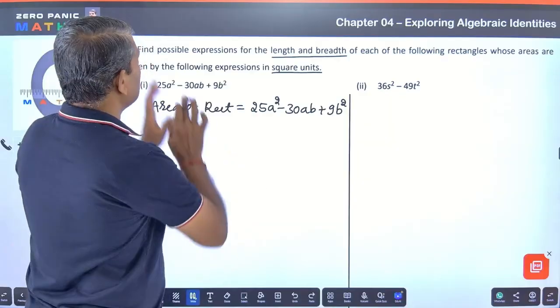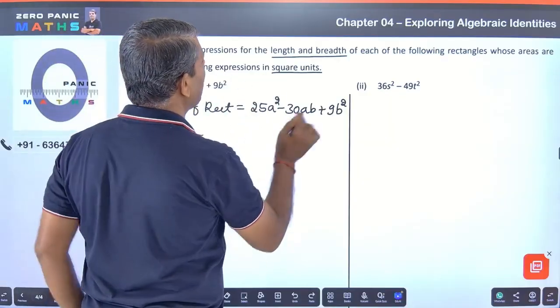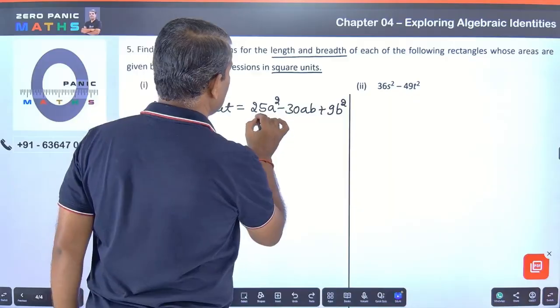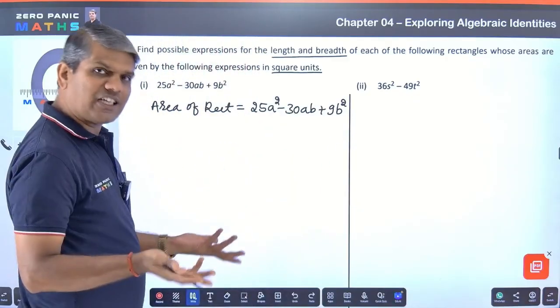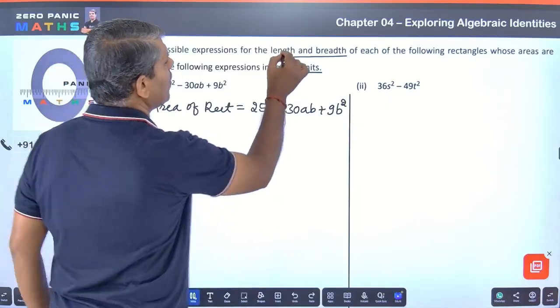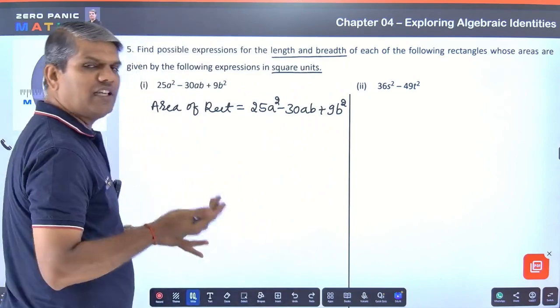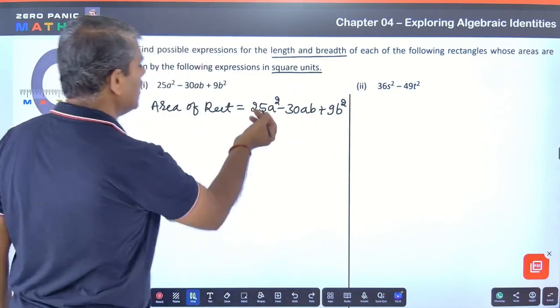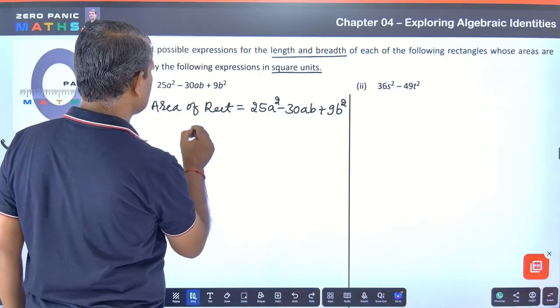Here they are not giving anything new, but what they are asking us is to find the factors of this algebraic expression, and the factors themselves will become the length and breadth in square units. That's all. Let us find the factors of this.